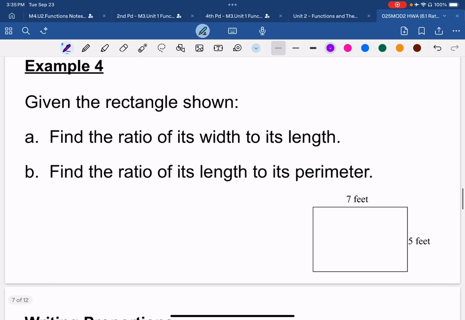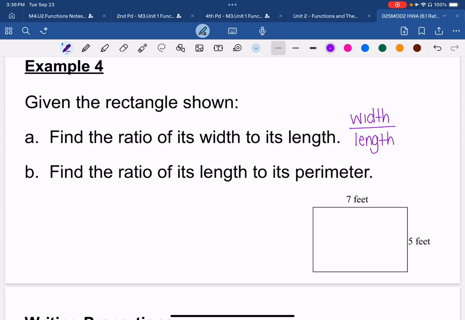Okay, let's look at another one like that. So here I've got a rectangle, and in part A, we want to find the ratio of its width to its length. So width to length. And sometimes it's helpful to write this out in words first to just kind of make sure you're looking at the different pieces and make sure you're setting it up correctly.